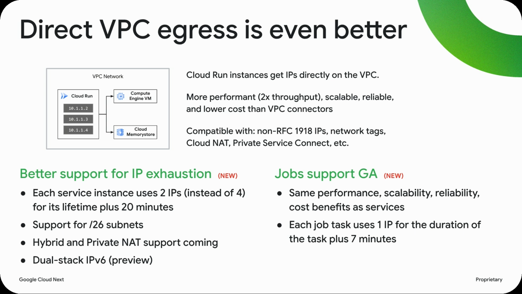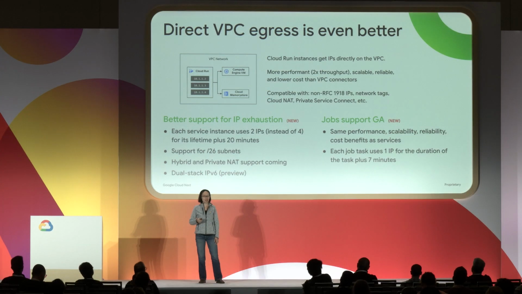Beyond that, direct VPC egress support for Cloud Run jobs is now GA. You get the same performance, scalability, reliability, and cost benefits as services, and we have also reduced our IP address requirements for Cloud Run jobs.